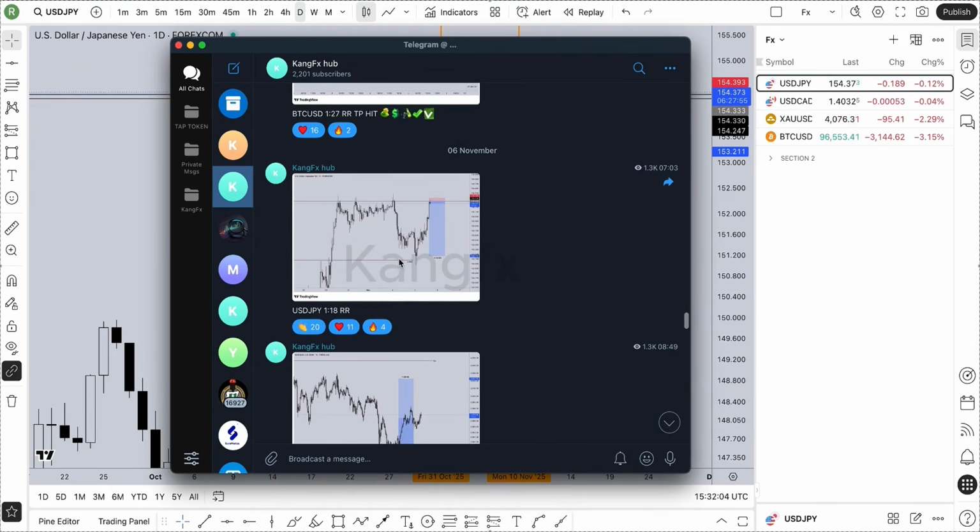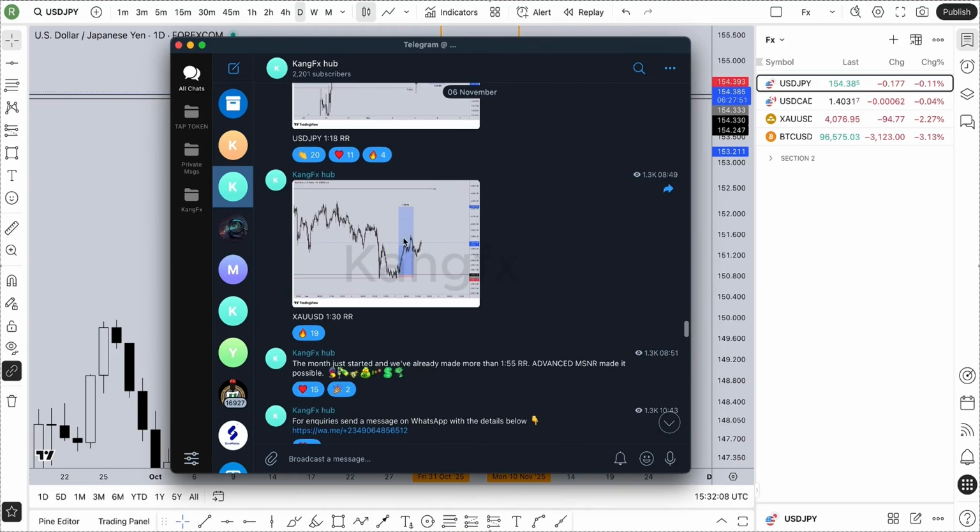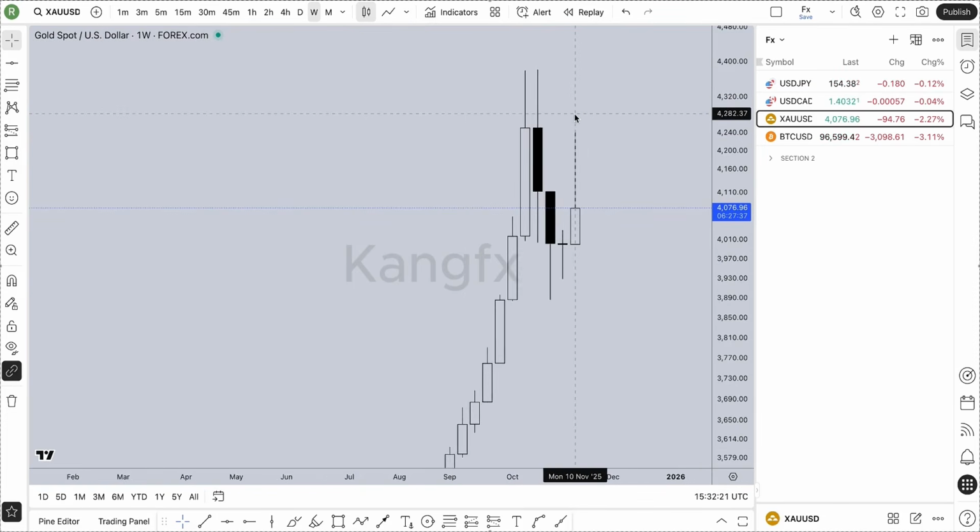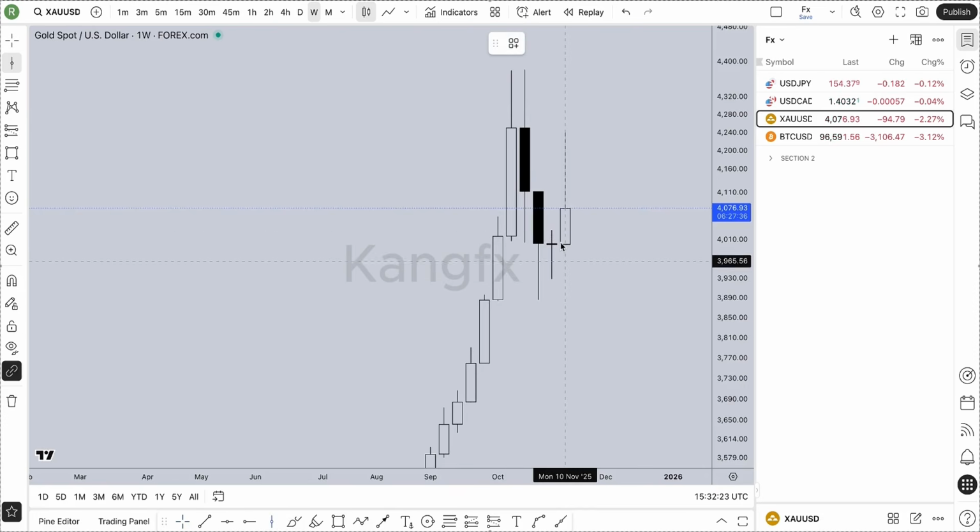The next one was good, 1:30. It played out very well. So let's go into this 1:30 good trade. I'm going to separate the weeks also. So this is the current week here. The previous week started here, right? Started here and ended here, while this one was starting and ending here. So this was the week we are going to look into.